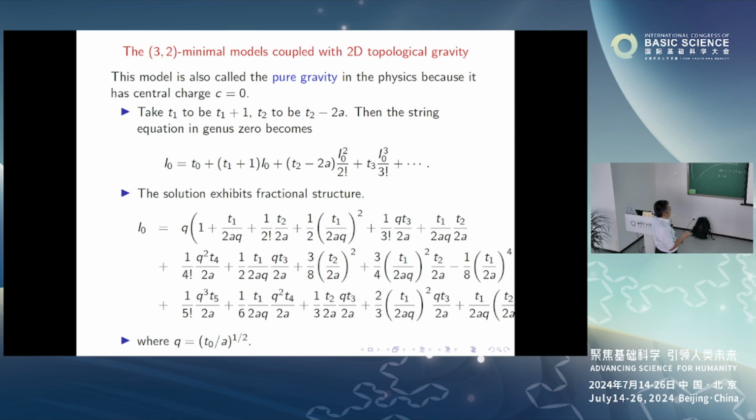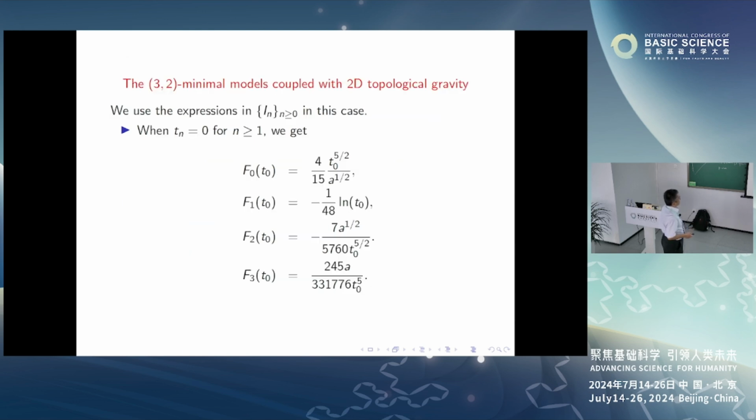So what one can do is just change the variable from T1 to T1 plus 1. So we shift to here, yes, T1 equals 1. All these guys lie on this hypersurface. So you shift there, and then you also change this to this arbitrary 2A. And then you can do the computation, and then you see the fractional thing appearing. So the fractional, you get T0 to the half power.